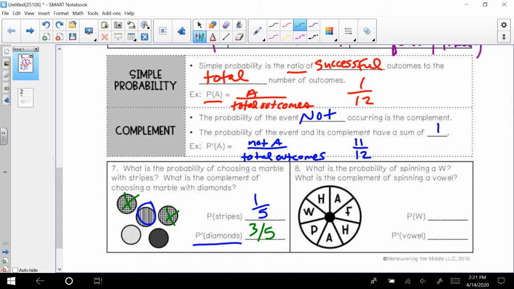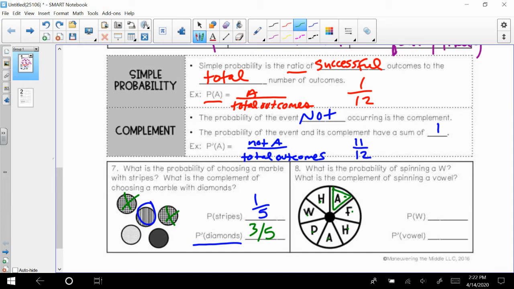So 3 possibilities out of the total 5. Problem 8. What's the probability of spinning a W and what is the complement of spinning a vowel? Again, we first need to count how many options we've got. 1, 2, 3, 4, 5, 6, 7. There's 7 sections on this spinner.